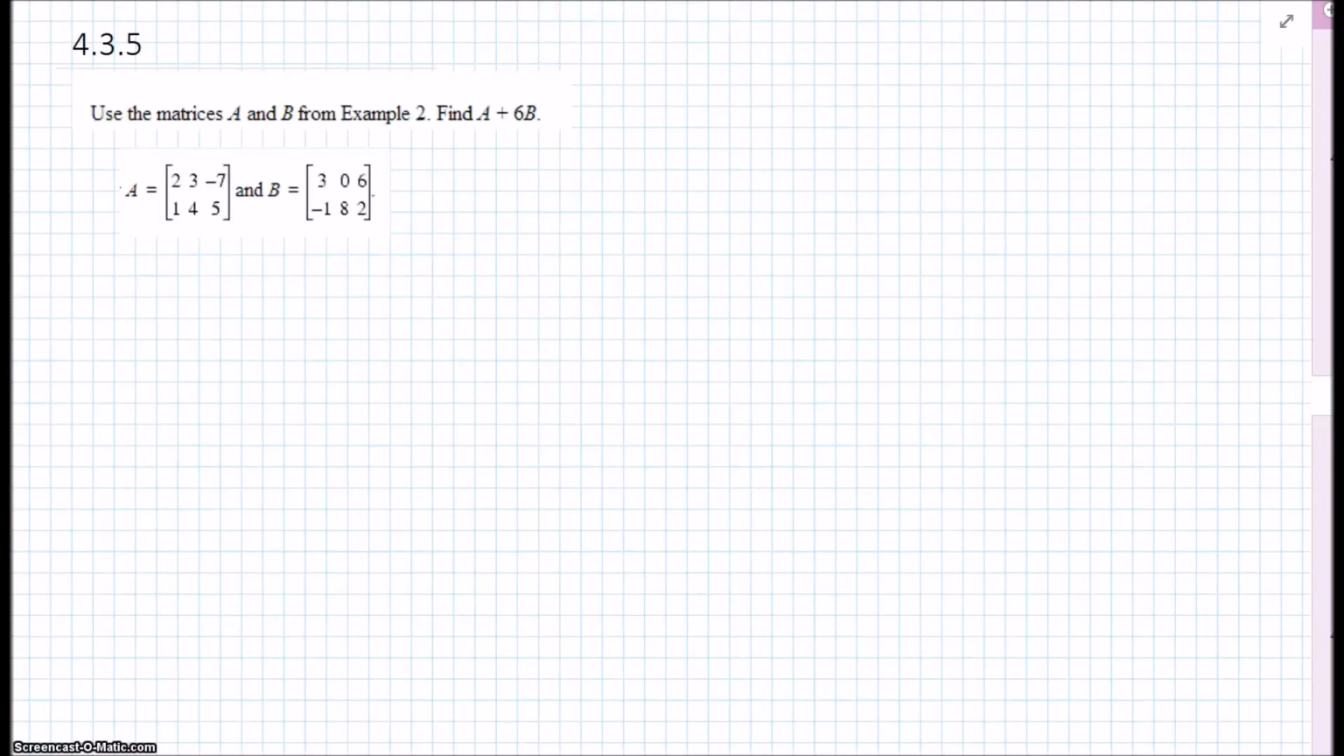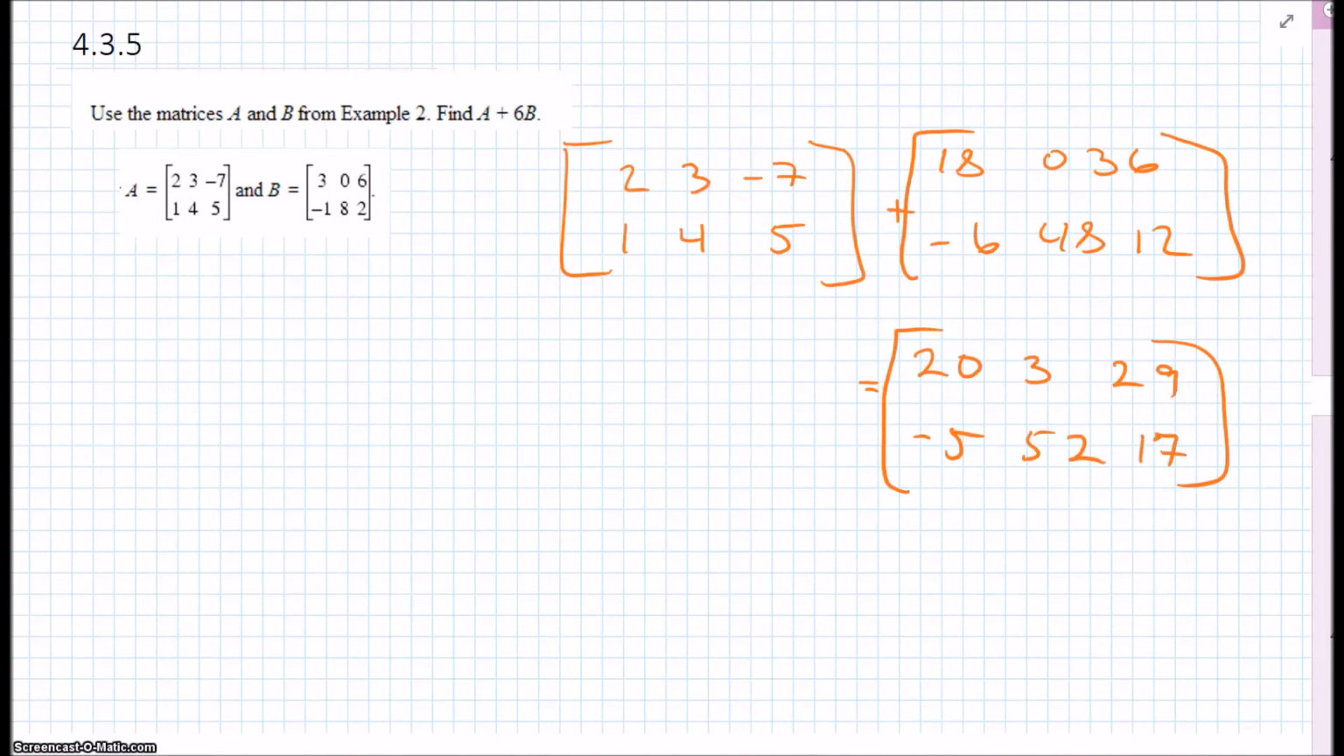Okay, I think we've got a good understanding of this. We'll go ahead and let you work this one on your own: A plus 6B. Pretty easy stuff. You should be able to do that on your own. Pause it for a second and work it out. So now that you're back, you can double check your work. You should have gotten 23, 29, negative 5, 52, and 17. Okay, moving on.